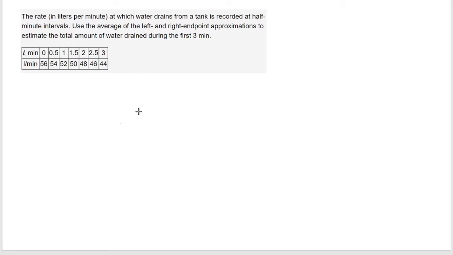The rate at which water drains from a tank is recorded at half-minute intervals. Use the average of the left and right endpoint approximations to estimate the total amount of water drained during the first 3 minutes.